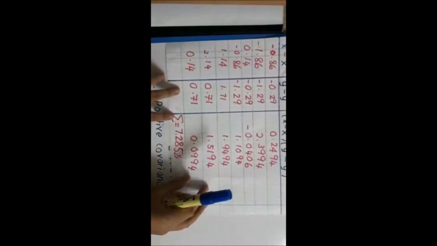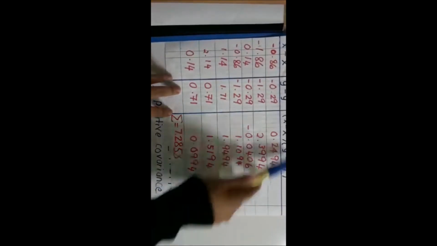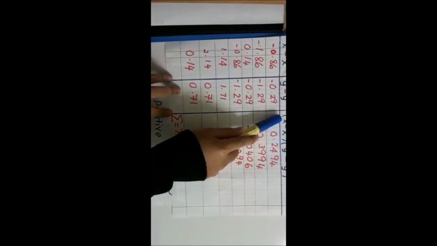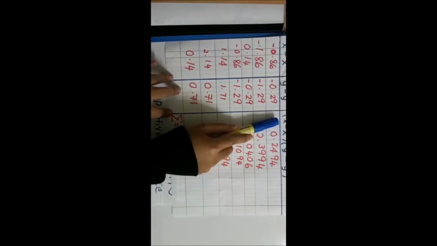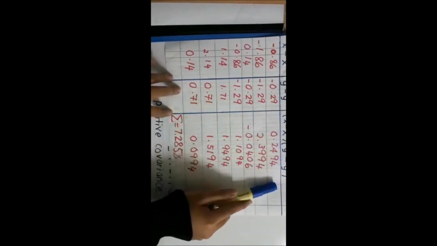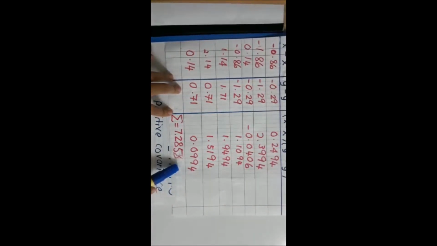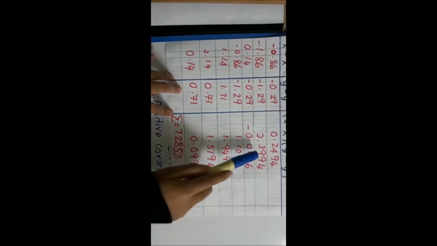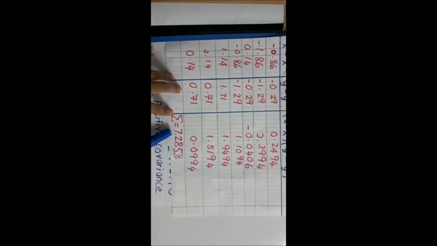And lastly, we need to sum up the values that we get from the multiplication of x minus x bar with y minus y bar. So the summation of them is 7.2858.